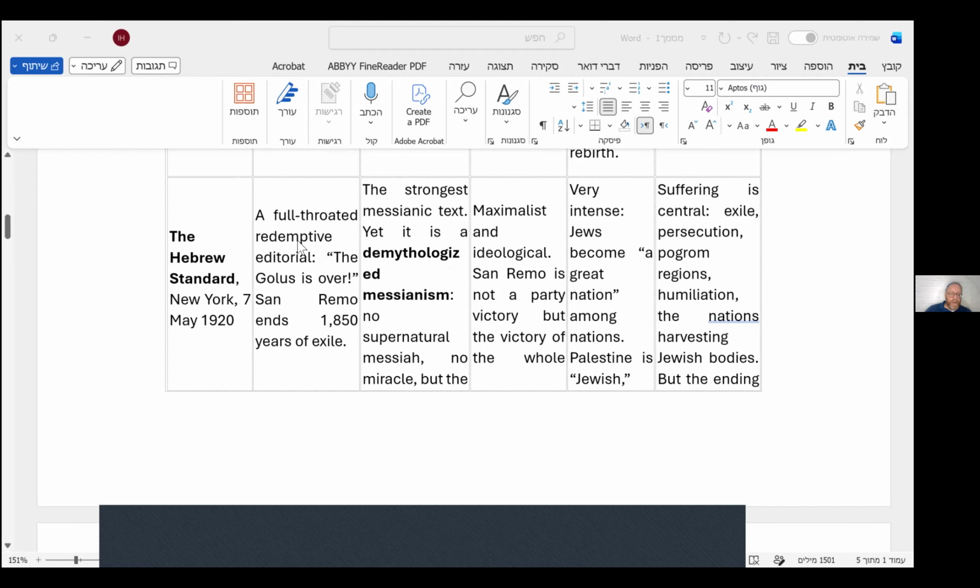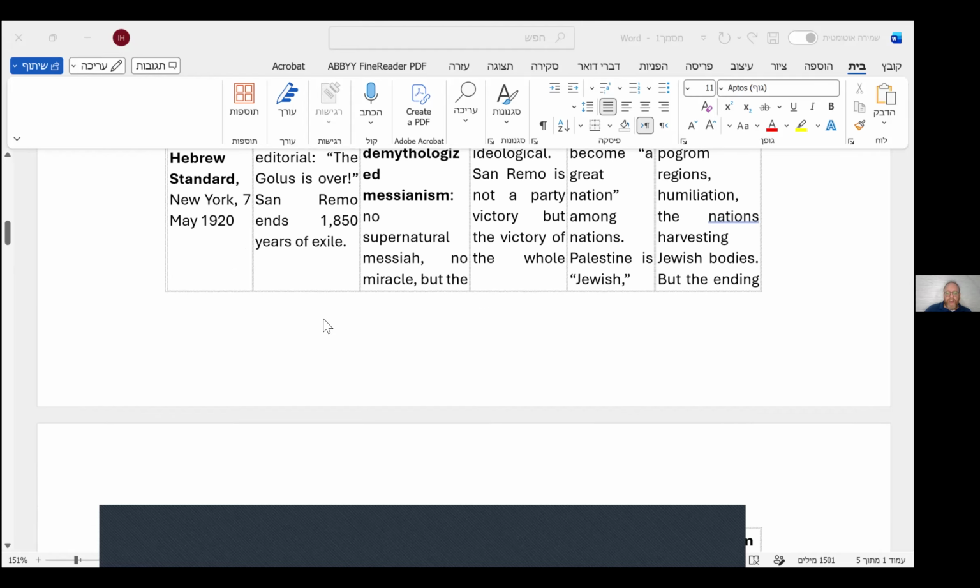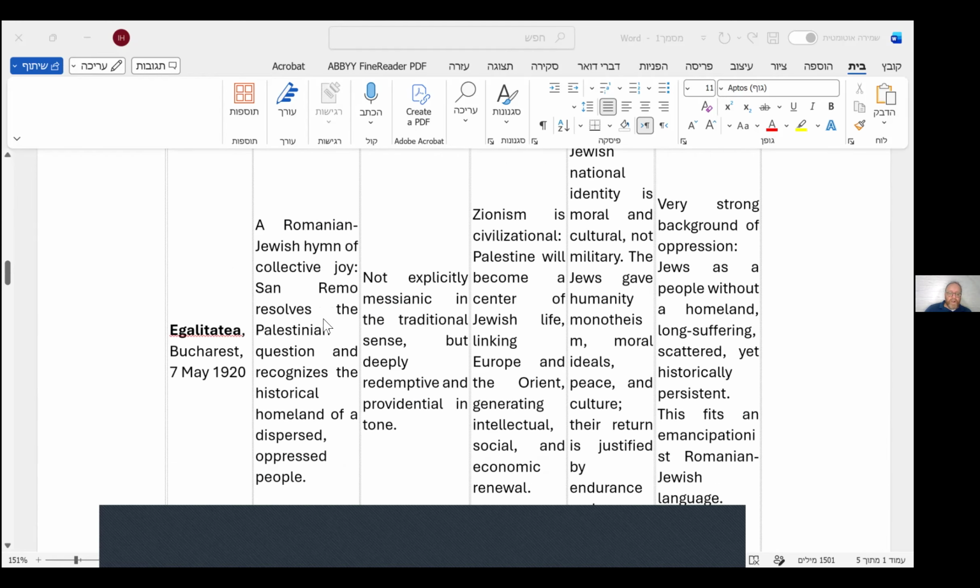And this is why I brought, by the way, this piece. The title was "The Golus Is Over." Sanremo ends 1850 years of exile. I found that really astonishing.